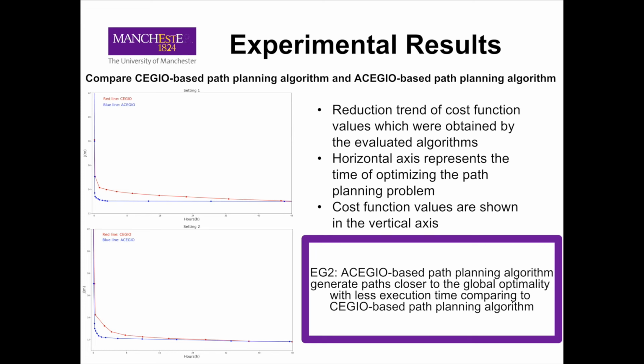For both setting 1 and setting 2, the blue line is below the red line, which means with the same execution time, the ACGL-based path planning algorithm can always generate smaller cost function values compared to the CGL-based path planning algorithm. So the ACGL-based path planning algorithm generates paths closer to the global optimality with less execution time. So the second experimental goal, efficiency, is achieved.